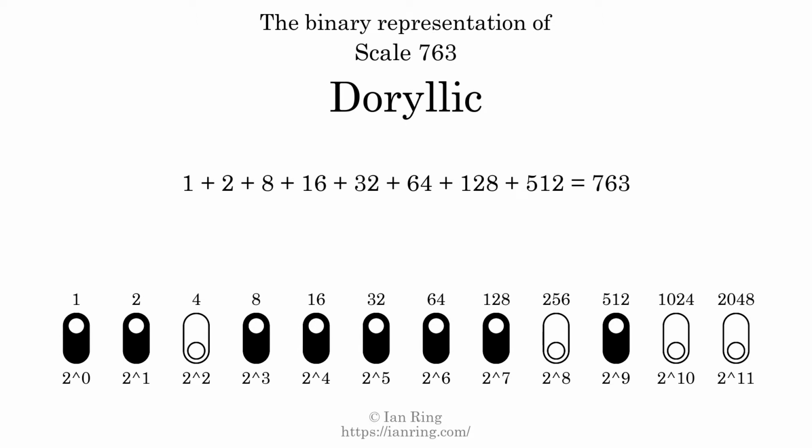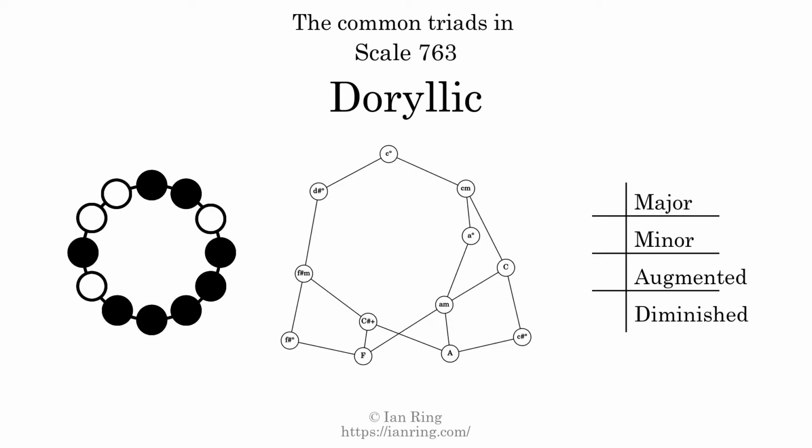The scale number not only enumerates the scale with a unique index, but it also literally describes the tonal content of the scale. Represented as a binary number in base 2, the scale number is 001011111011. Here are the common triads present in this scale. The diagram in the center is a graph of parsimonious voice leading between triads.